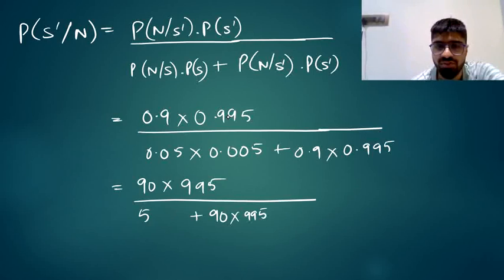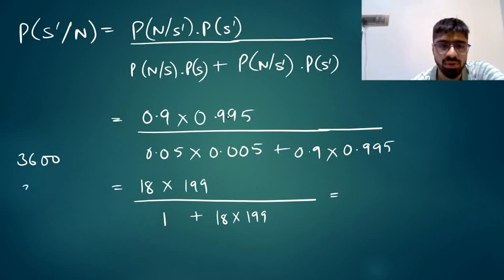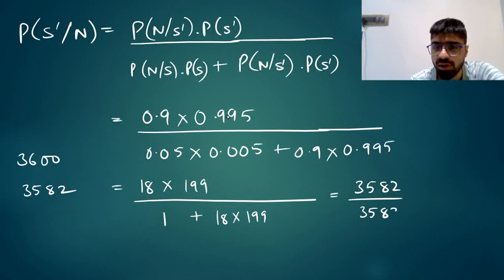Divide initially by 5. So this term gets cancelled. You get a 199 here and a 199 here. And divide throughout by 5. So this will be 1, this will be 18, 18 here. 18 into 200 will be 3600 minus 18, so that will be 3582. So we have 3582 in the numerator divided by 3583 in the denominator.